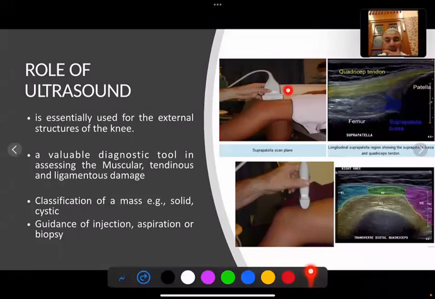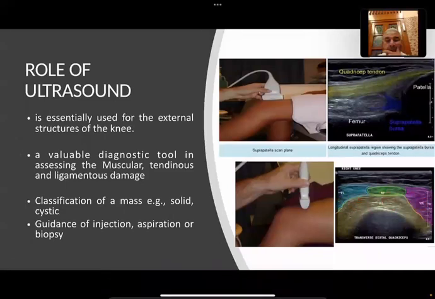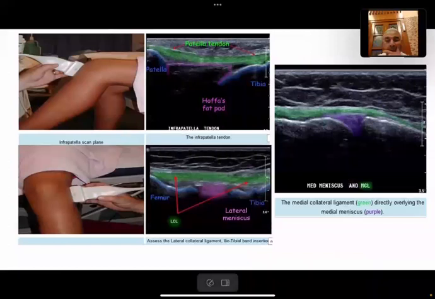This is the suprapatellar longitudinal examination, demonstrating the femur, patella, skin, subcutaneous fat, quadriceps tendon, suprapatellar fat, and suprapatellar bursa. And this is the axial examination, demonstrating the skin, subcutaneous fat, rectus femoris, vastus medialis, vastus lateralis, and vastus intermedius. This is the infrapatellar examination.